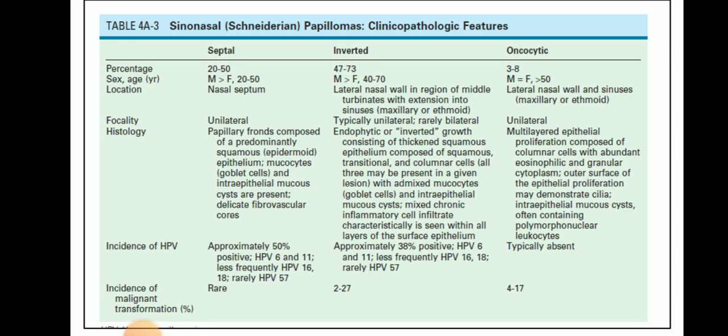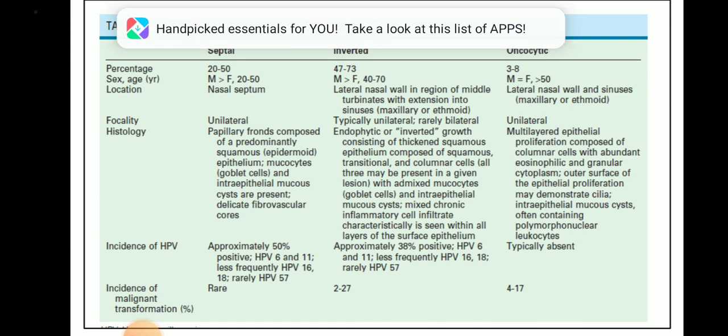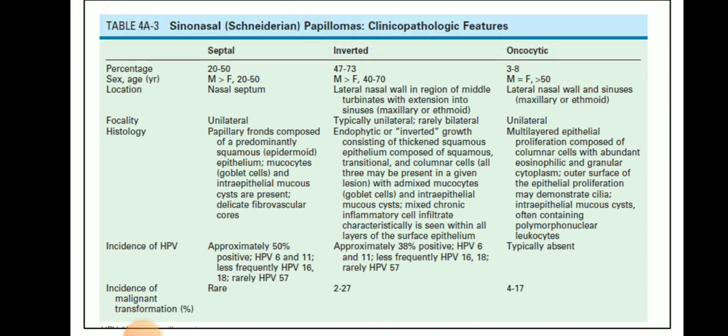This is the image showing various morphological types of papillomas. Inverted papilloma is the most common type. Septal papillomas are located in the nasal septum, whereas inverted and oncocytic papillomas are located in the lateral nasal wall. All these papillomas are unilateral in nature.